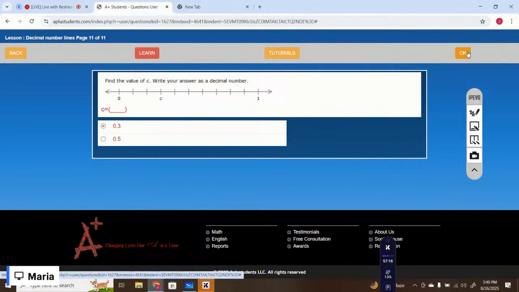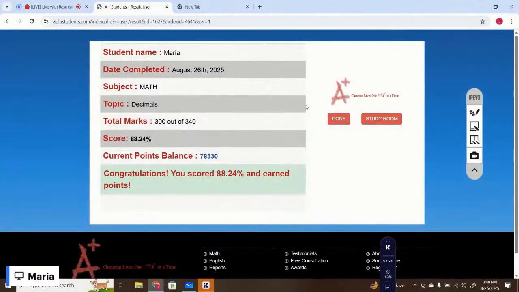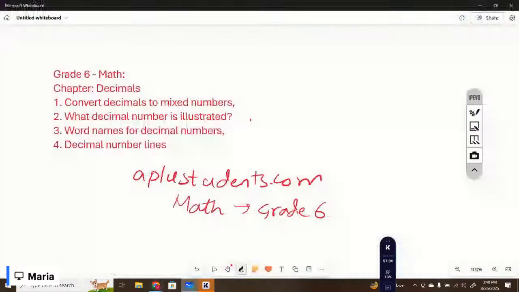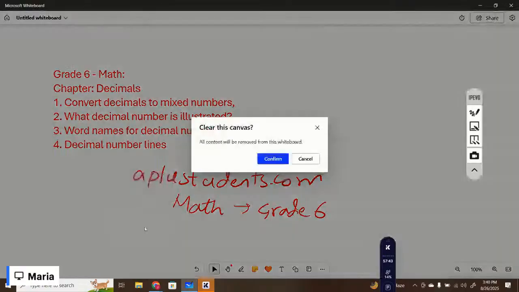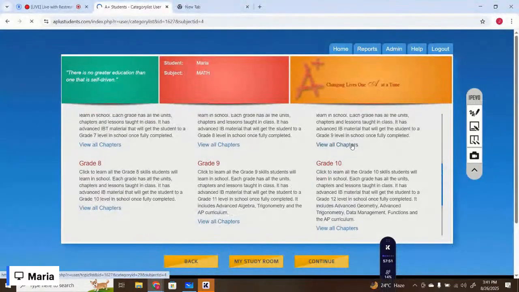So we were working on grade 6 math. The chapter we were working on is decimals. The lessons we have covered today are convert decimals to mixed numbers, what decimal number is illustrated, word names for decimal numbers, and decimal number lines. So please make sure before the next session you complete practice questions for the lessons we just did.